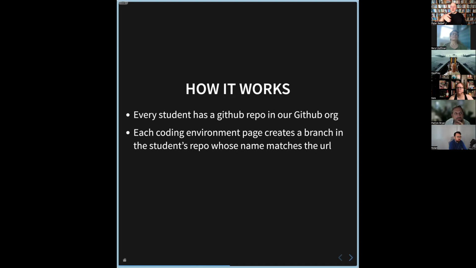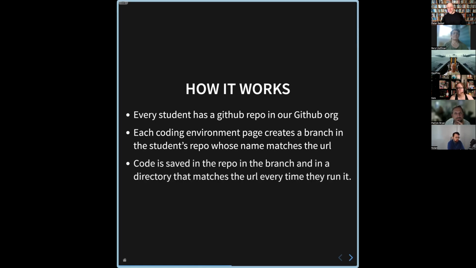And then every one of those coding environments we just looked at, you can see it in my browser, the URL was like assignments or assessment/flag. And so that would make a branch in GitHub, which is how Git manages the different streams of development, in their repo named the same as the URL, so assessment/flag. And the code for that thing gets saved in a directory with the same name. So there's no real worry about code from one project or assignment conflicting with code from another assignment, because they're just segregated by their name.